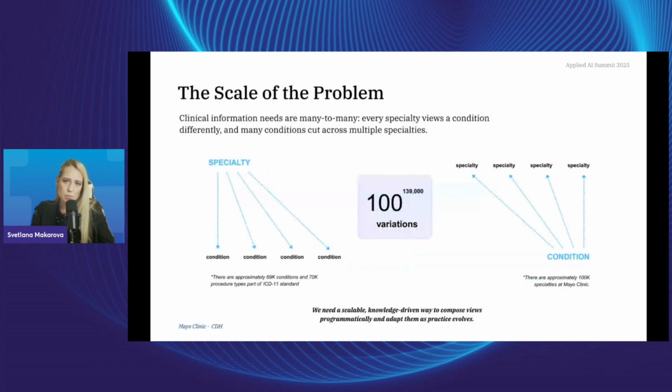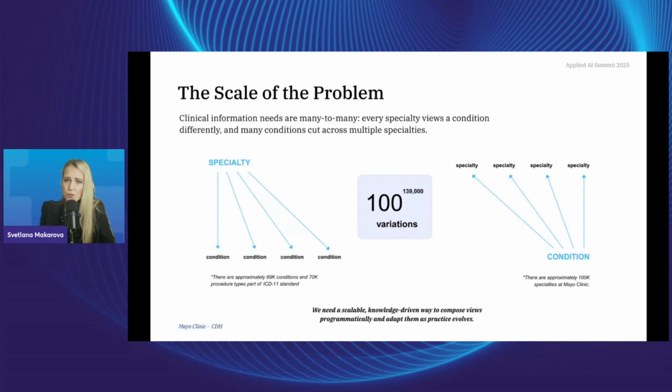And to demonstrate the scale of this problem, you must first realize that clinician needs are many to many. A single condition cuts across specialties, and each specialty emphasizes different data elements for different conditions. For example, cardiology's view of diabetes differs from endocrinology's. Psychiatry's view of lupus differs from rheumatology's. Or take breast cancer, a condition that is usually treated by hematology oncology, thoracic surgery, and even plastic surgery, among others.